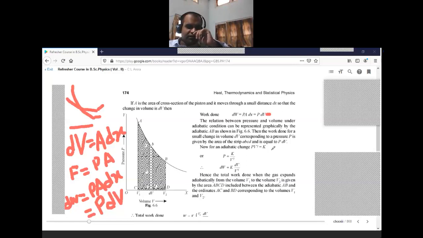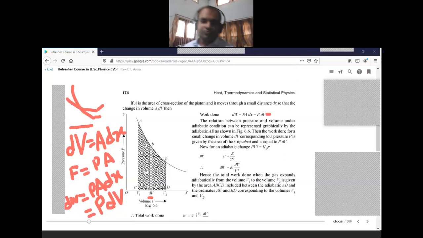Okay, now we need to calculate the work done. In order to calculate the work done, we consider the pressure for this volume dV. The pressure is not constant; it is actually decreasing. But for a very small portion dV, we may consider that the pressure is constant.